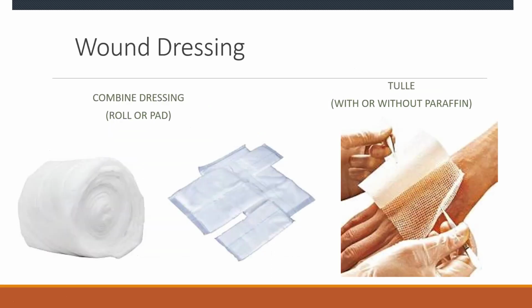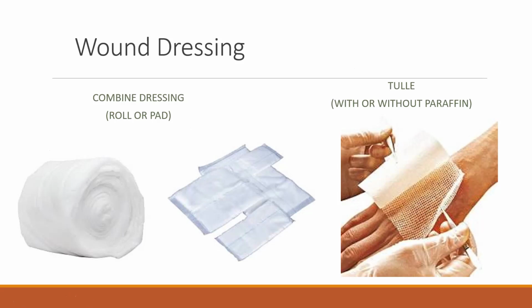That's the traditional one. The combine dressing looks like this. Sometimes it comes in a roll, like the photo on the left, and sometimes it comes in a pad. This is what we call combine dressing. It can absorb the discharge from the wound. And the left-hand side photo is for tulle, 这是一种纱布，有时候会放那个液体，那个所谓的石蜡。So the tulle, sometimes we put paraffin or sometimes without paraffin.